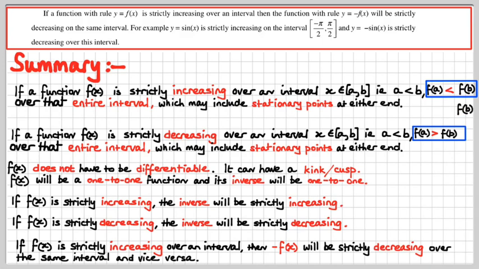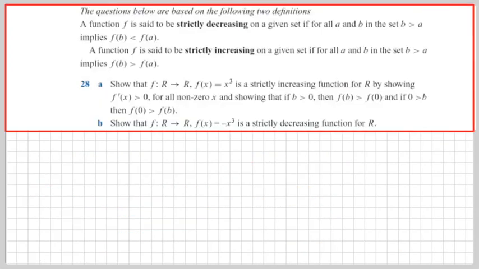All right. Now let's do some examples. What do we got here? This is the definition of strictly increasing. This is the definition of strictly decreasing. Oh, that's decreasing, that's increasing. So here we go. 28. Show that this function here, x cubed, is a strictly increasing function for r, all real numbers, by showing that the gradient is greater than 0 for non-zero x, and showing that if b is greater than naught, then the value of y for that value of b will be more than the value of naught.